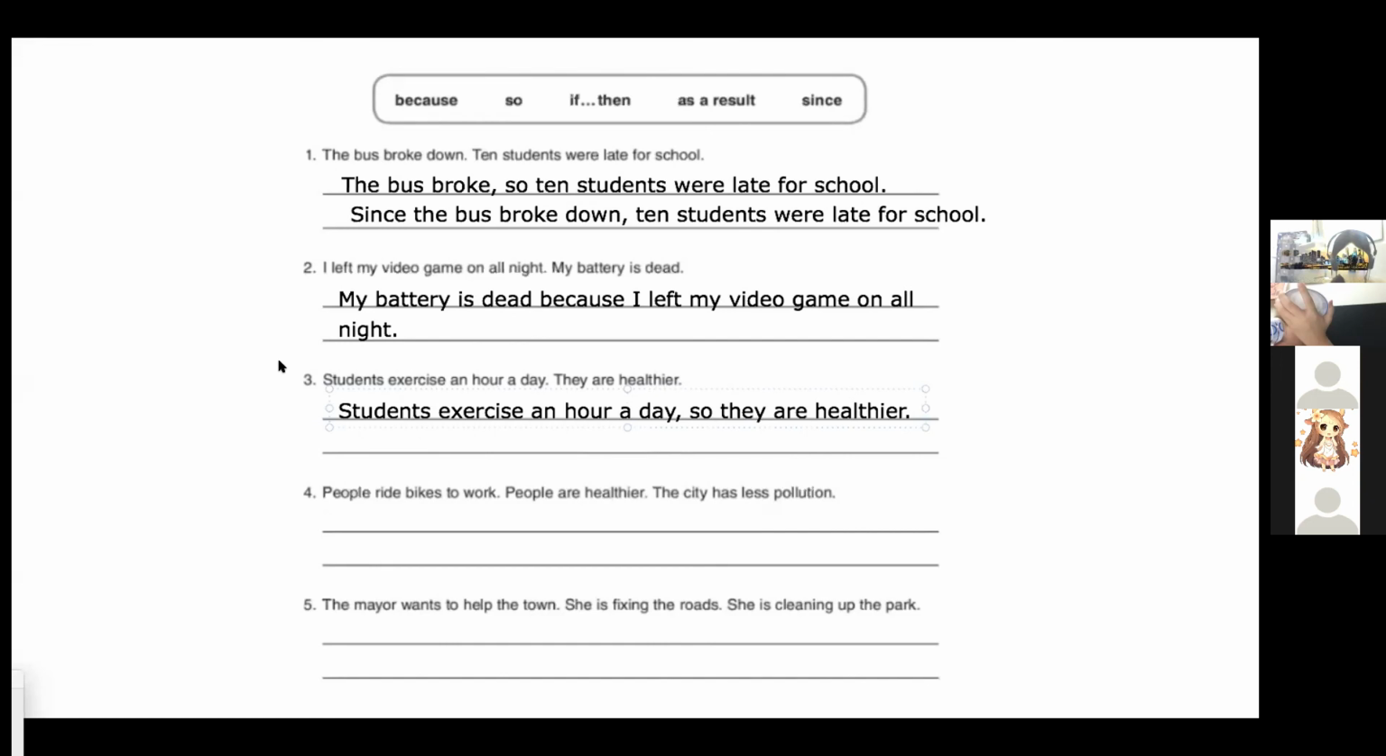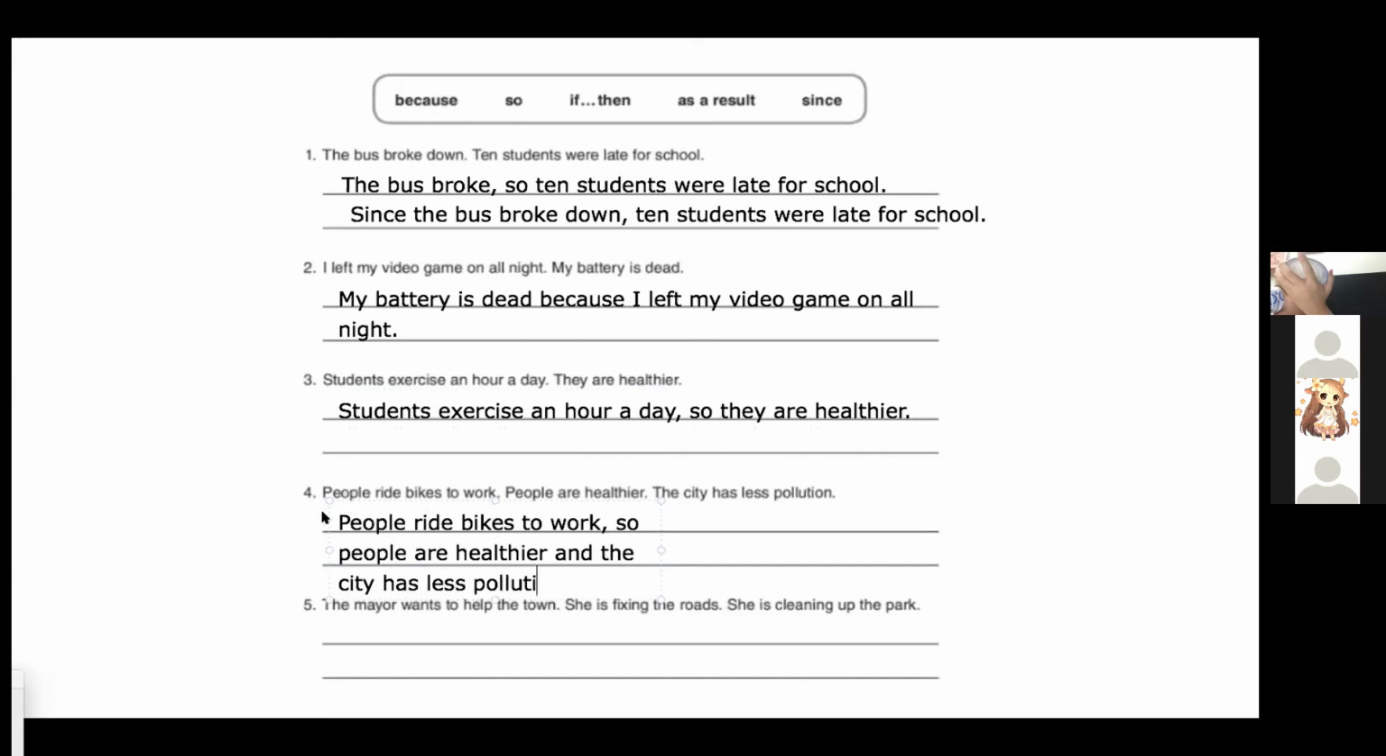People ride bikes to work, people are healthier, the city has less pollution. So we have 3 events here. People ride bikes to work, so people are healthier and the city has less pollution. Okay, very good. So our cause, people ride bikes to work, and we have 2 effects here. People ride bikes to work, so people are healthier and the city has less pollution.